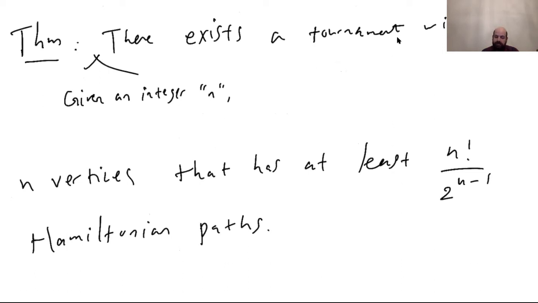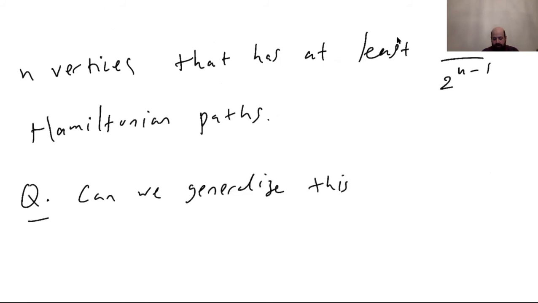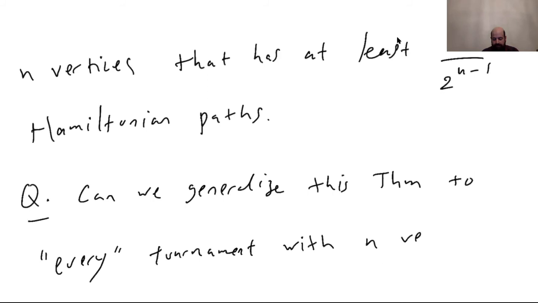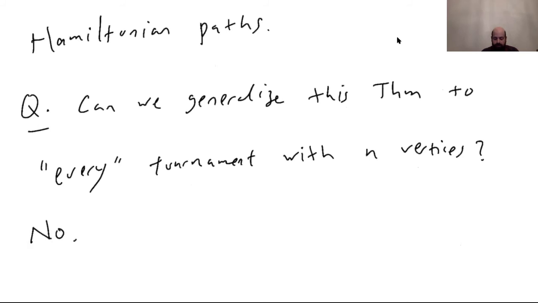Because this theorem says there exists at least one tournament having at least this many Hamiltonian paths. But do you think we can say every tournament with n vertices has this many Hamiltonian paths? So the question is, can we generalize this theorem to every tournament with n vertices? The answer is no. See the example above.